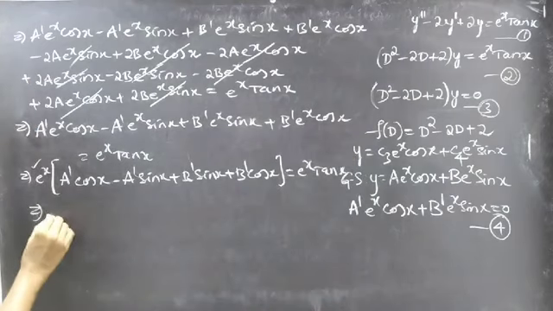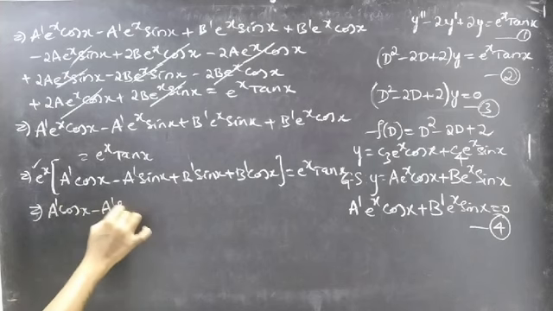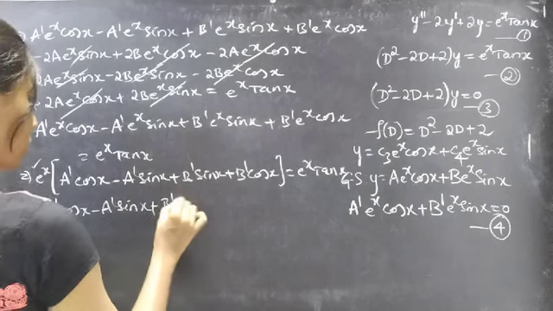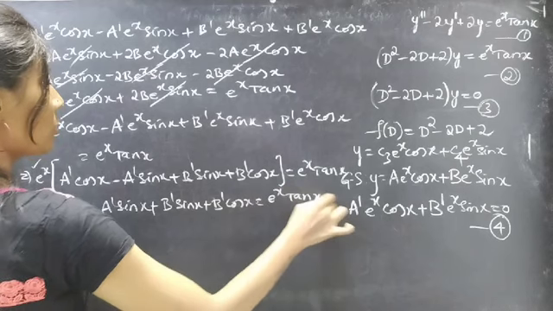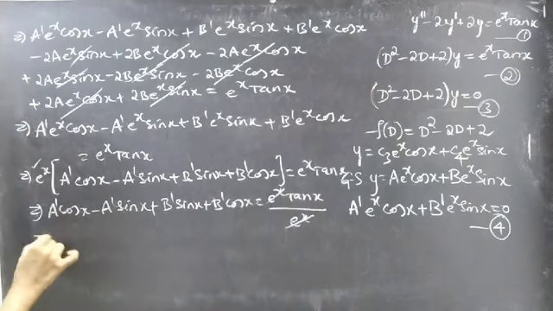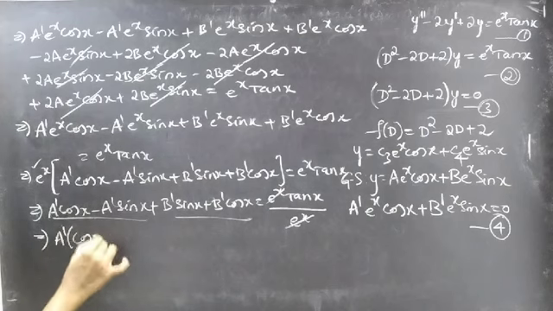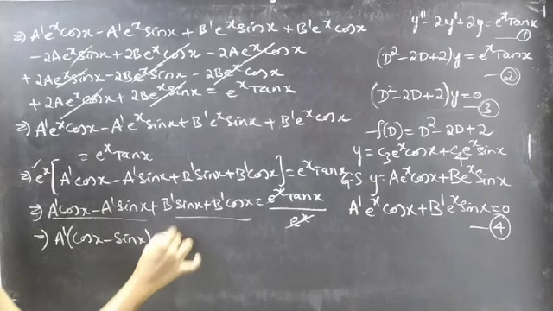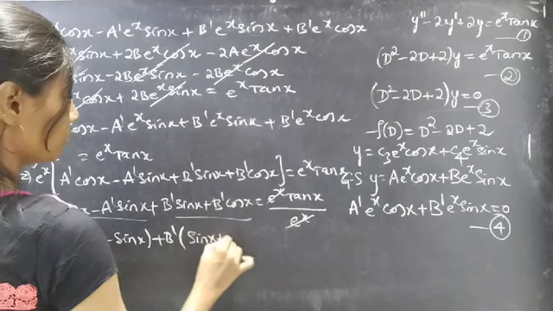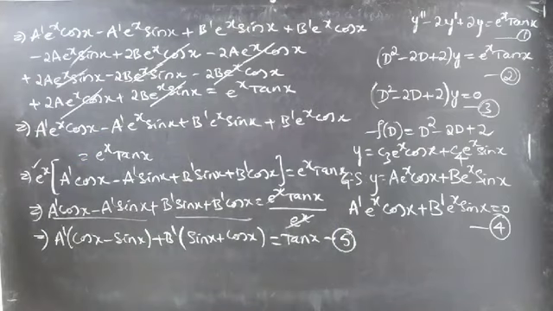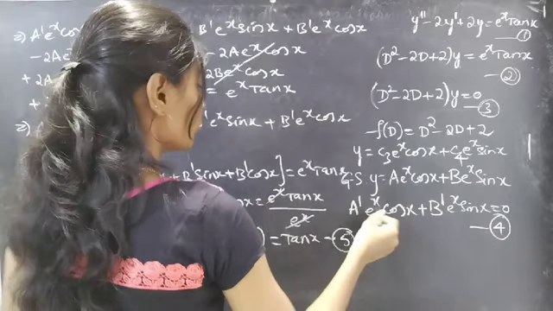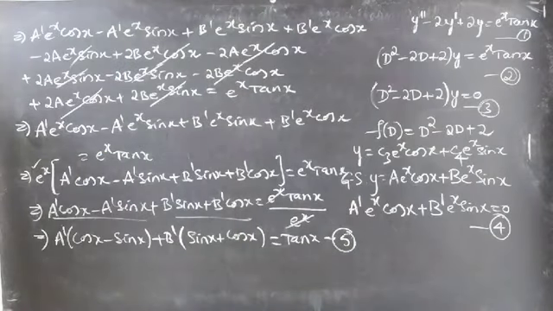Now take this e power x to RHS, we'll get a dash cos x minus a dash sin x plus b dash sin x plus b dash cos x equal to e power x tan x by e power x, where e power x gets cancelled, right? Now take a dash common from the first two terms and b dash common from the next two terms, we'll get a dash times cos x minus sin x plus b dash times sin x plus cos x equal to tan x. Consider it as equation 5. Now we have equation 4 and equation 5, right? We'll solve equation 4 and equation 5 to find a dash and b dash.